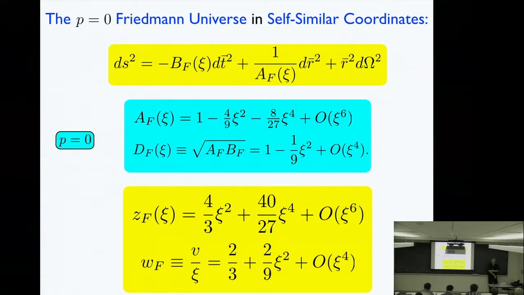Okay, so if you take the p equals zero Friedman universe in self-similar coordinates, and you just follow the formulas for how to get these, and do an expansion in C from the center, you get this expansion. The expansion only depends on even powers of C. So we're going to look at what happens here. C to the fourth is an error term. When you're a tenth of the way across the visible universe, this is 1 over 10,000. W expands in even powers of C also.